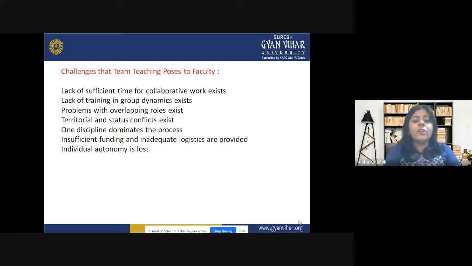Lack of training in group dynamics exists. Problems with overlapping roles exist. Territorial and status conflict exist. One discipline dominates the process. Insufficient funding and inadequate logistics are provided. Individual autonomy is lost because every teacher is coming and teaching the students.